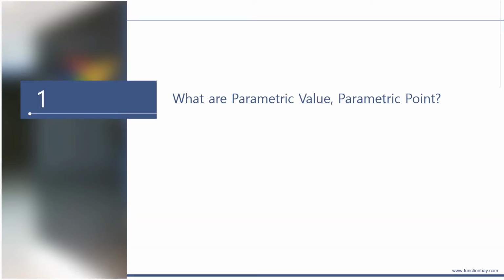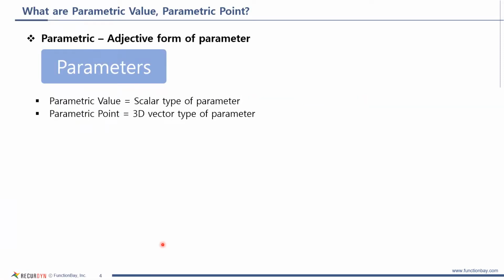First, let me explain what parametric value and parametric point are. Parametric is the adjective form of parameter. It means parametric value is the scalar value type of parameter. And parametric point is 3D vector type of parameter.